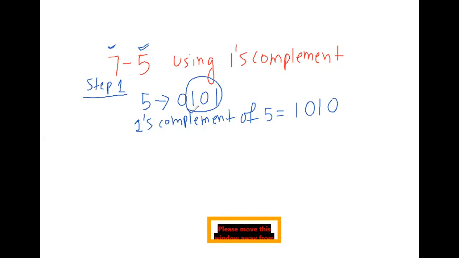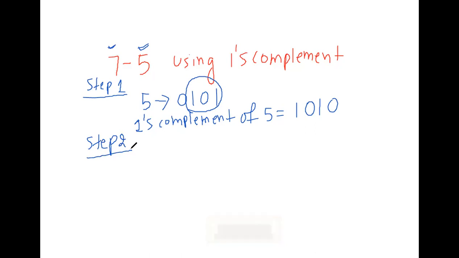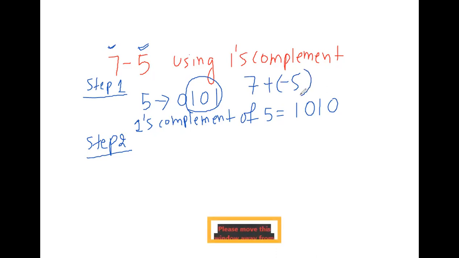This is step 1. In step 2, just add the first number with the ones complement of the second number. This 7 minus 5, can I write it like 7 plus minus 5? I'm doing this only. I'm representing minus 5 as a binary number and doing addition, 7 plus of minus 5. So in step 2, you have to add. What do you have to add?